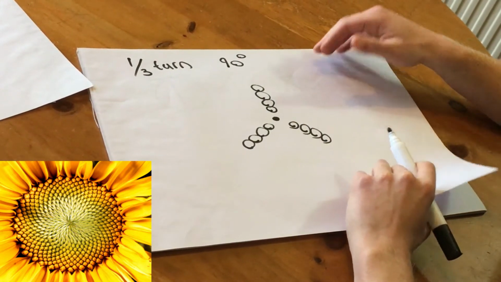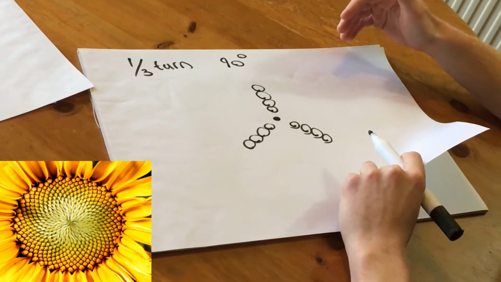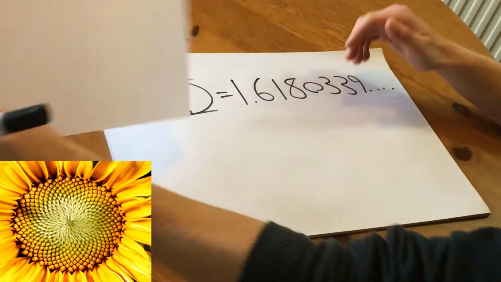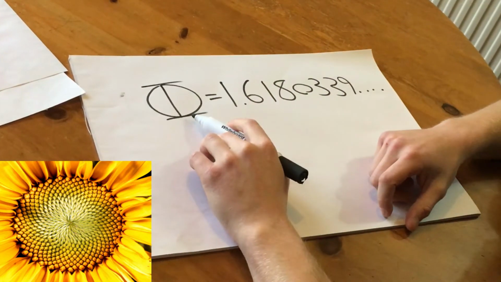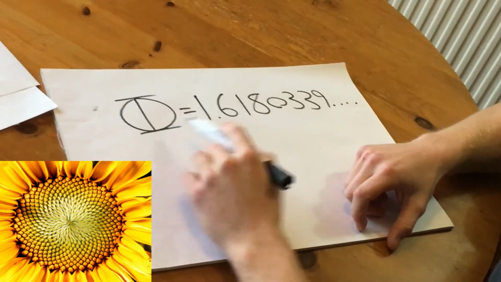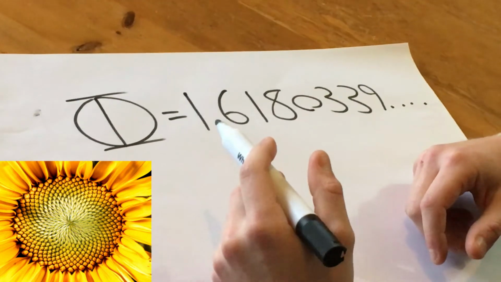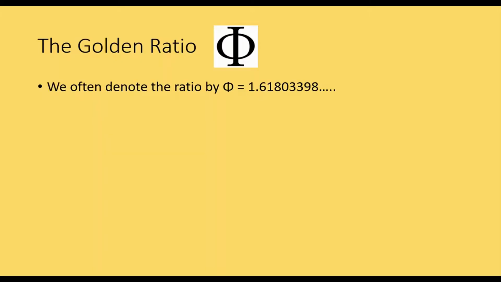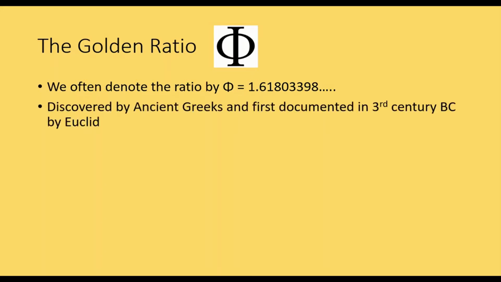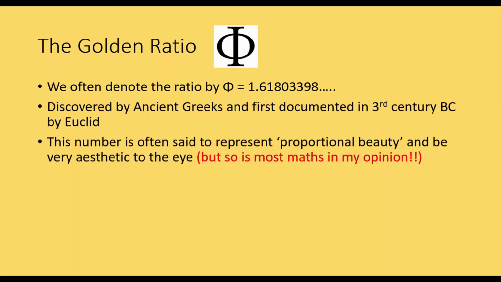Well, we use this very important number in mathematics, called the golden ratio, written as this Greek letter phi, and that's how we find it out. And it was first discovered by the ancient Greeks and documented in the 3rd century BC by Euclid, who was responsible for a lot of the geometry work that you do nowadays. And it's said to represent proportional beauty.